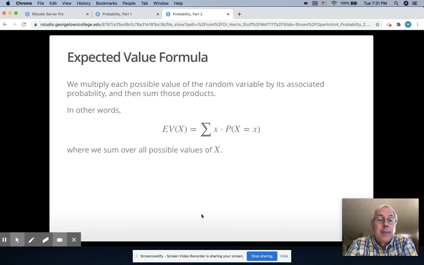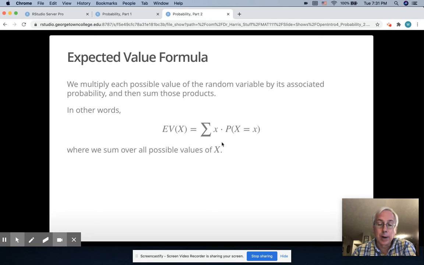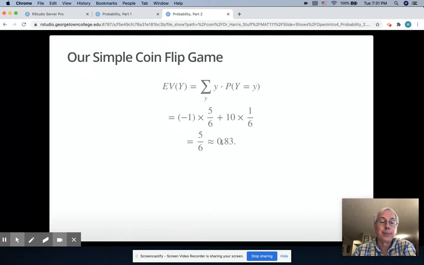Well, let me give you a formula first for the expected value. The expected value of a random variable is going to be a sum of products. So we want to read this expression right here as a product. It's the individual value that the variable takes on times its associated probability. So we're going to form these products, and then we're going to add all of them together, and that will be my expected value. So let's look at this dice example and see why this might make sense to us.